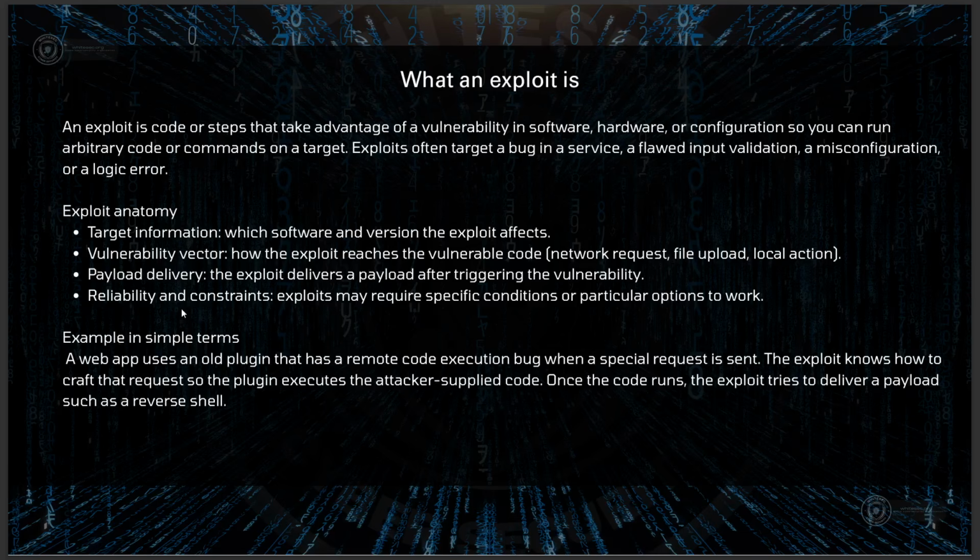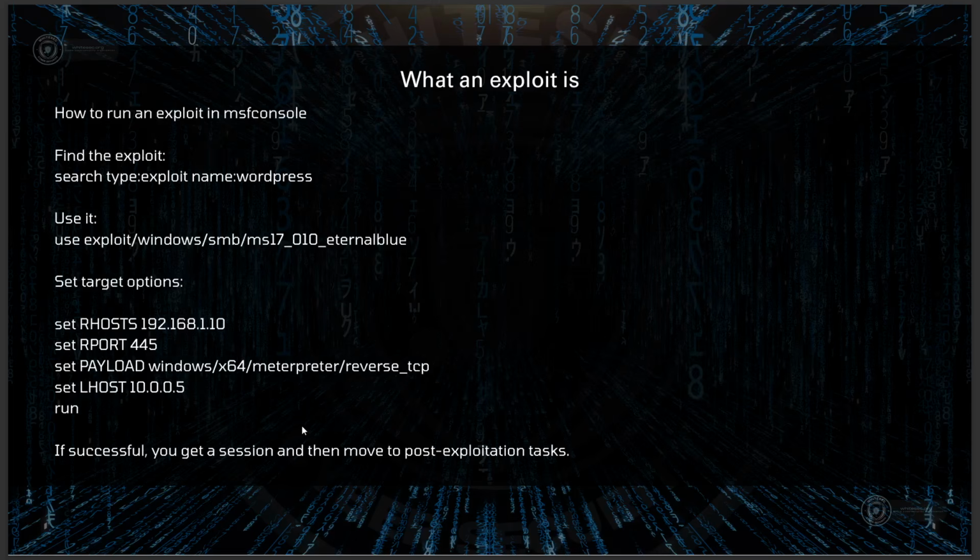Now reliability and constraints. Exploits may require specific conditions or particular options to work, right? Now an example in simple terms: a web app uses an old plugin that has a remote code execution bug. When a special request is sent, the exploit knows how to craft that request so the plugin executes the attacker-supplied code. Once the code runs, the exploit tries to deliver a payload such as a reverse shell, right?